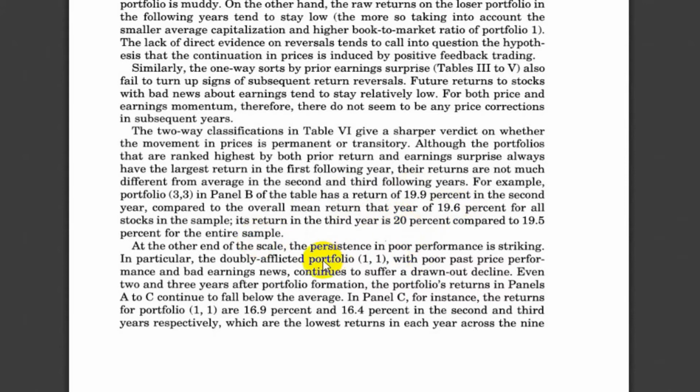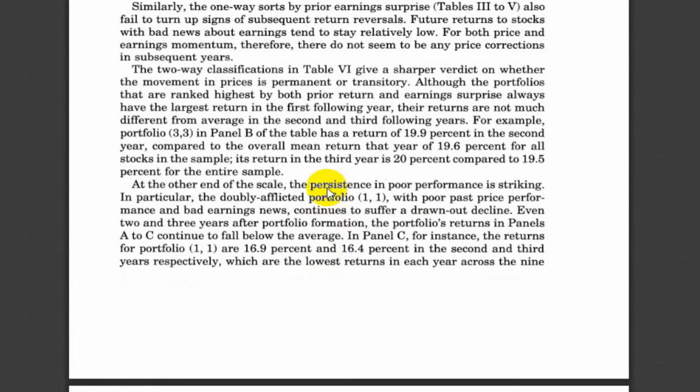However, we do have a persistence and poor performance for the lowest ranked portfolios. For instance, the one that had poor price performance as well as bad earnings news. Those portfolios seem to underperform the average continuing into future years of 2 and 3 years out.